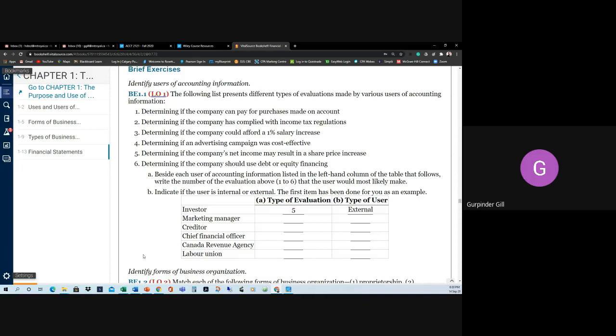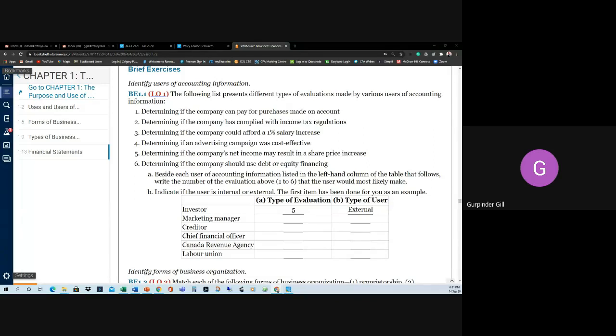Determining if the company's net income may result in a share price increase. Now, this is a high level decision. This is where your CFO will come into play. So your CFO will be an internal party. The CFO wants to make sure that these high level decisions are made, so they are interested in the share prices. Okay, so number five is your CFO, your Chief Financial Officer.